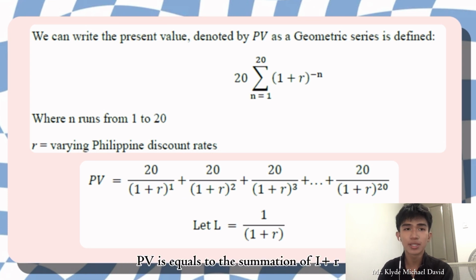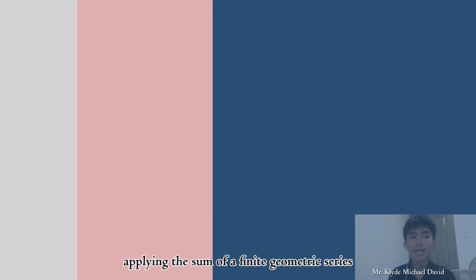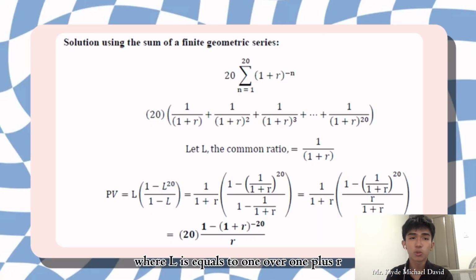PV is equal to the summation of (1 + r) raised to negative n, where n runs from 1 up to 20, times 20. Applying the sum of a finite geometric series where a is equal to 1 over 1 plus r, while n is equal to 20, then substituting the values and with some simplification gives us PV is equal to 20 times the quantity 1 minus (1 + r) raised to negative 20, all over r.